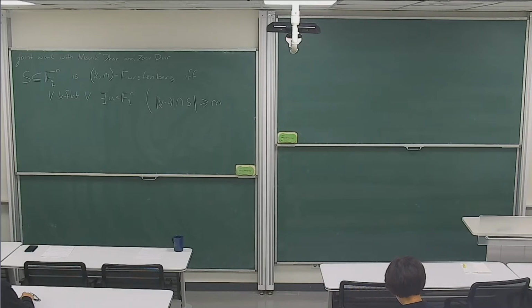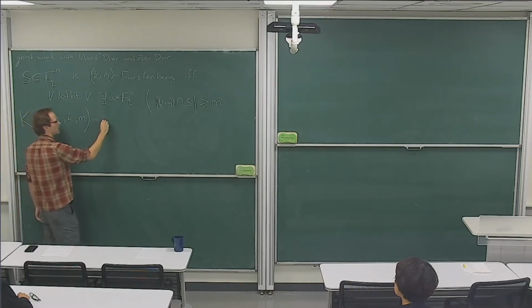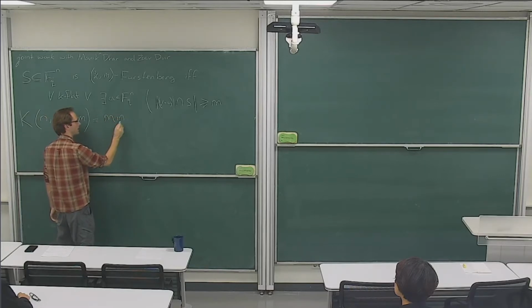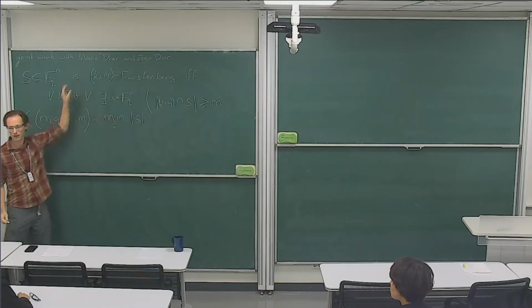Certainly, if you take all of the points, then every k-dimensional flat intersects the set in q to the k points. So as long as m is at most q to the k, the set of all points is in fact a (k, m) Furstenberg set. So the question is really how small can it be? So let's define this function K of n, q, k, and m. Those are the parameters. It's just the minimum size of a set having these properties.